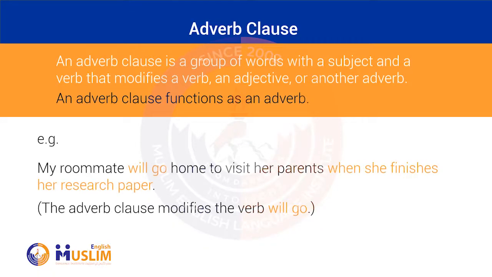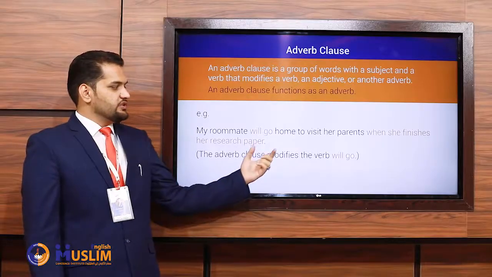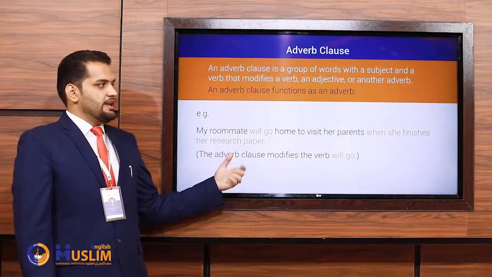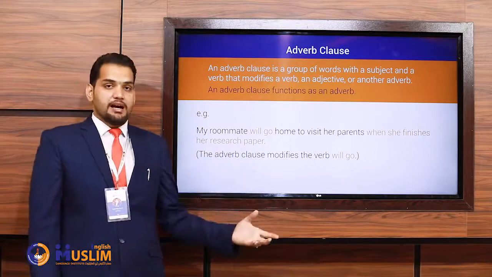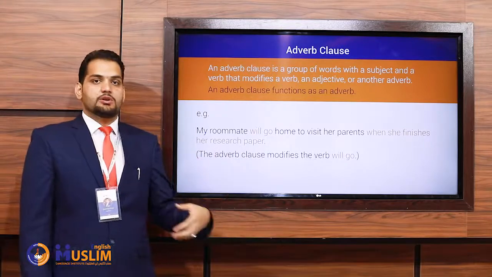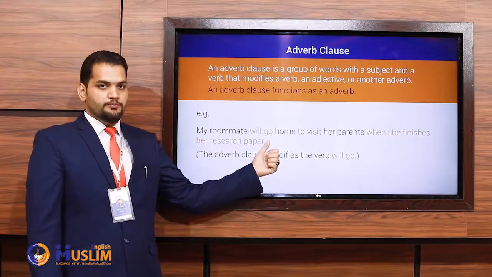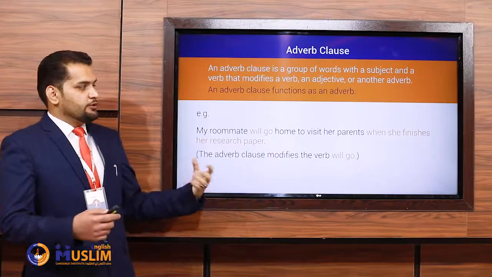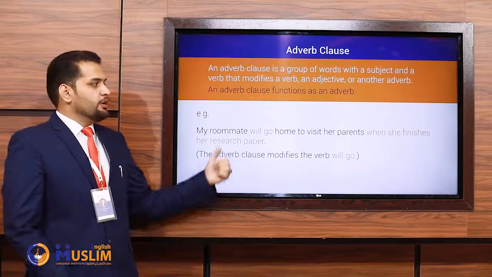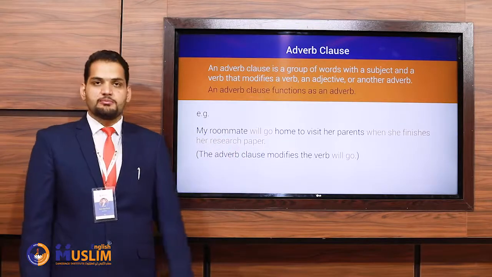For example, my roommate will go home to visit her parents when she finishes her research paper. In this sentence, when she finishes her research paper is giving more information about, or it's talking about, or it modifies the verb will go. So, when will my roommate go home? When she finishes her research paper.